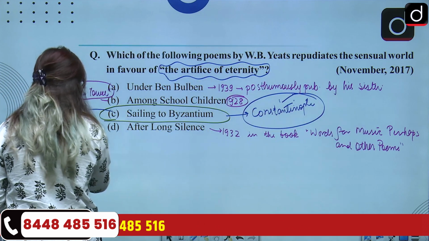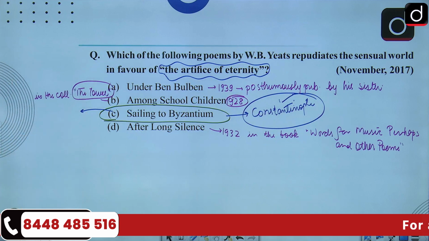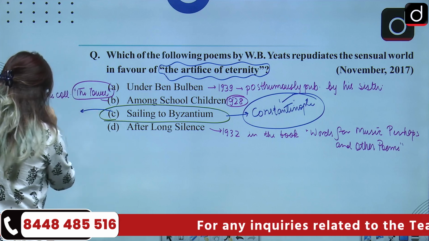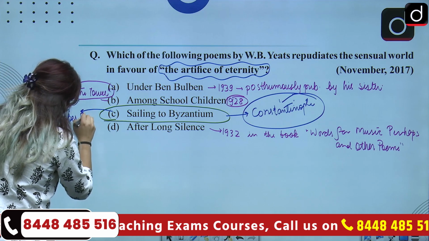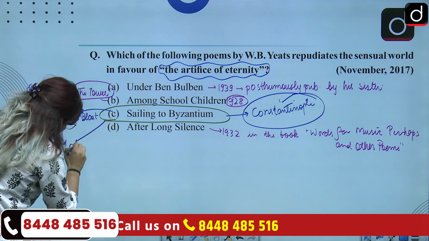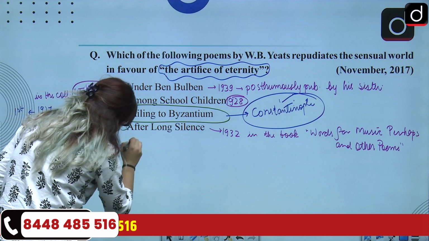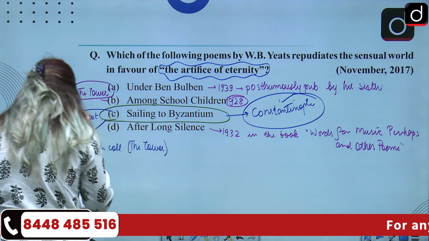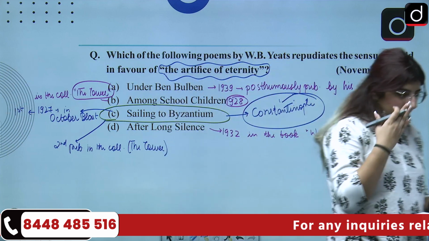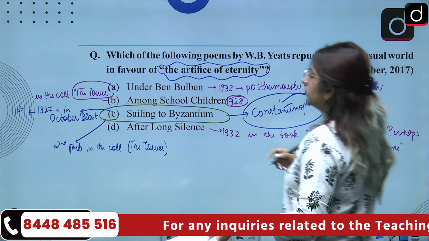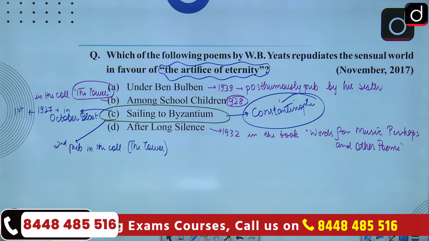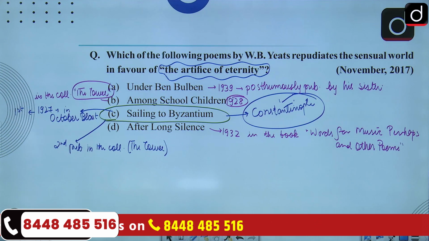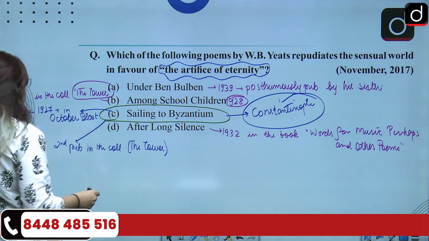And this particular work, agar hum baat karte hain, Sailing to Byzantium, this work of W.B. Yeats was first published in the collection October Blast in the year 1927. Theek hai? And second time jab ye publish hua tha, it was published in the collection The Tower. All right. Toh Yeats ke works mein hamein yahi going back to the time, right? Going back to the time wherein we can talk about and we can think of things with regards to the folklores and the legends.